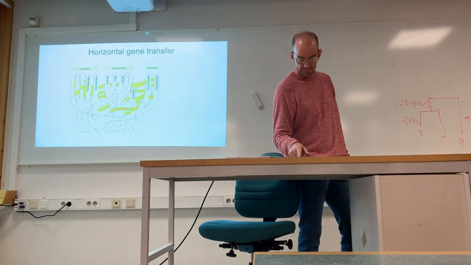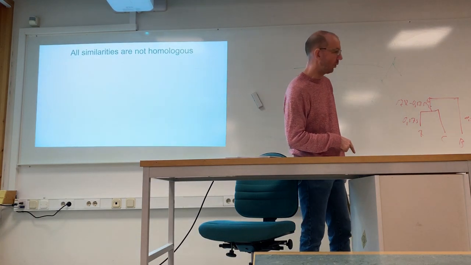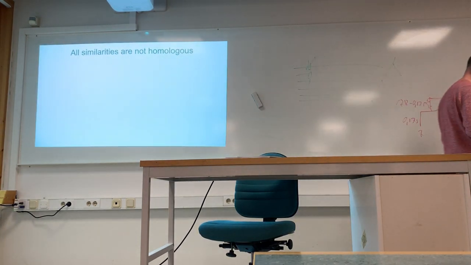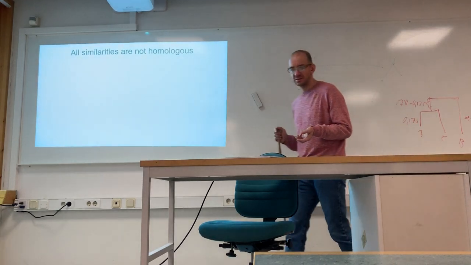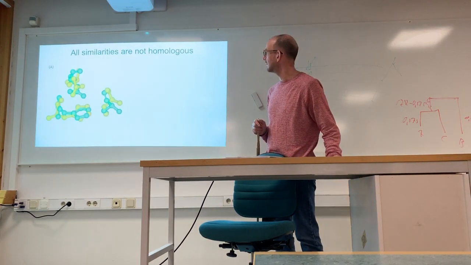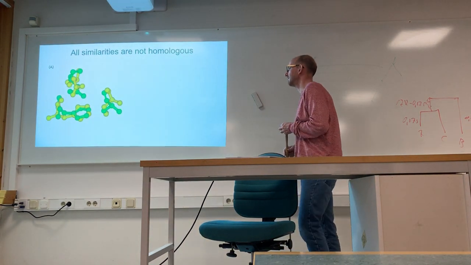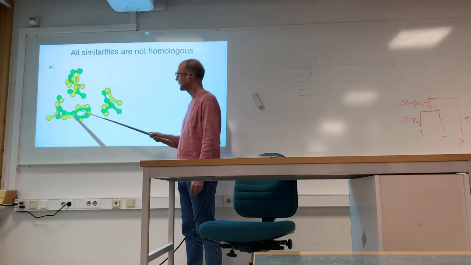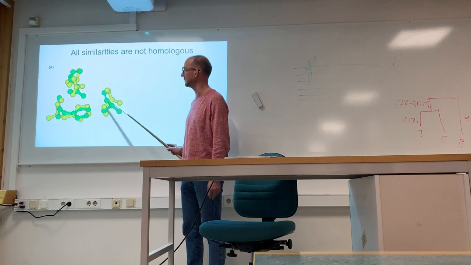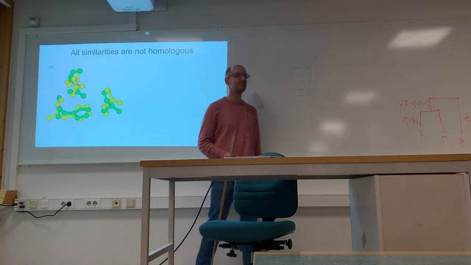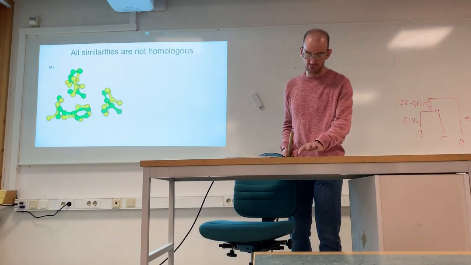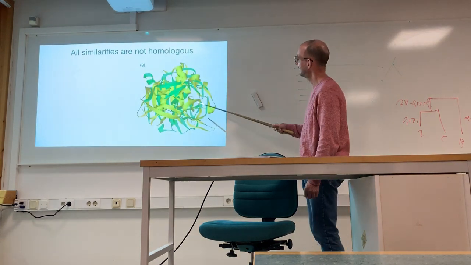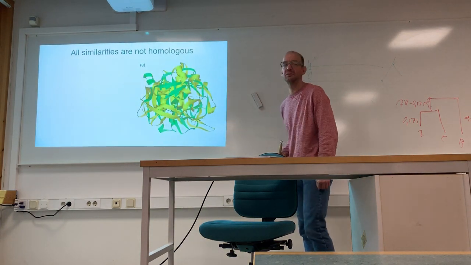And we should also remember that not all similarities are homologous. Sometimes people say that if two proteins are similar, it means that they're homologous. But that's not always the case. You can, for instance, take, I think it's a serine protease, or at least one active site. And if you look at the active site here, they look very similar. You agree? But if you look at the protein itself, try to superpose them, they're completely unrelated.